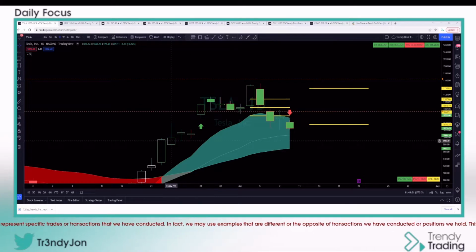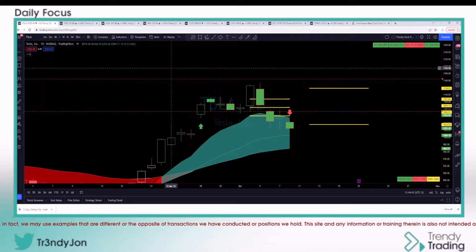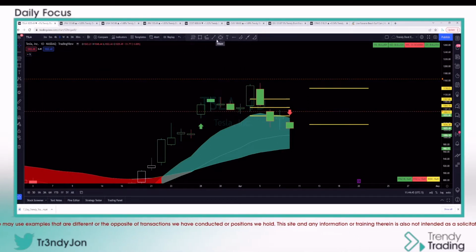First, for TradingView, this is what the tool looks like for Fibonacci. I'm going to be using the fib retracement and or the trend-based fib extension. Please select the stars. This is going to put this up here to make it easier for you to use in the future. For this demonstration, we will be using what's called the fib retracement.